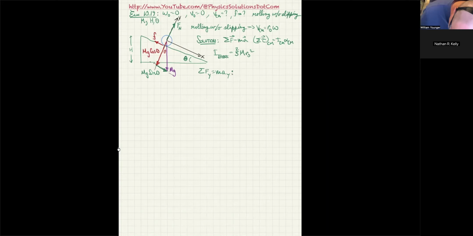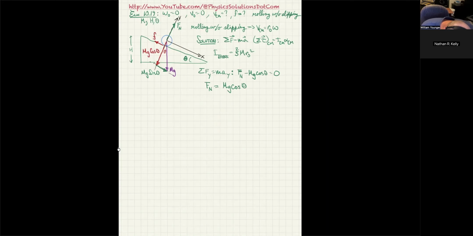So with this one in mind, I'm going to get Fn, which is pointing up, minus mg cosine theta, which is pointing down, is equal to zero, as I explained earlier. So that just tells us that the normal force is just equal to mg cosine theta. We don't really need that. That was more in case we want to figure out what the mu is.